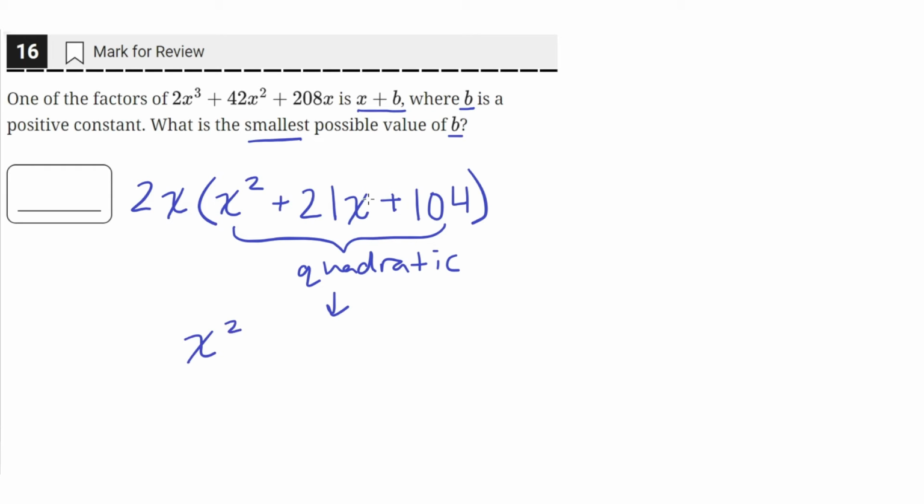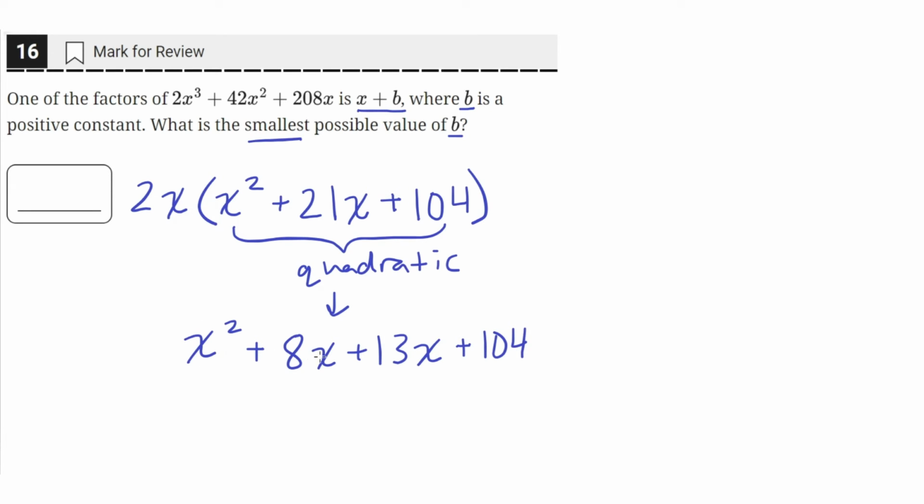So we need to split this middle term into two terms whose coefficients, when multiplied together, will equal 104. So those two numbers are 8 and 13. So we'll split 21x into 8x plus 13x, which equals 21x. But now the coefficients of the x terms, 8 and 13, when multiplied together, equal 1 times 104. And this splitting of the x term will allow us to factor by grouping. Here, you'll see it here.